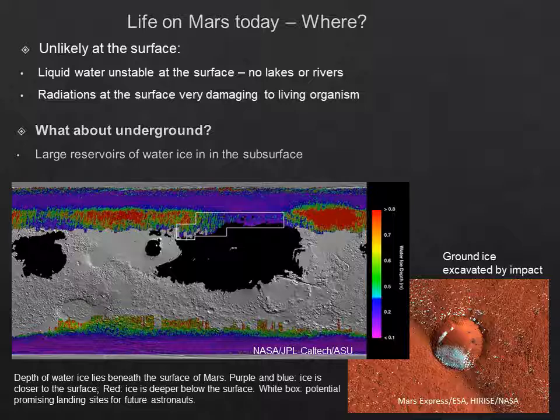Now, if there is life on Mars today, where would it be? It is very unlikely at the surface, because liquid water is unstable at the surface and no lakes, no rivers can exist there. Also, the radiation at the surface is very damaging to living organisms. So what about underground? We know from data from the Martian orbiters that there is water underground, large reservoirs of water ice in the subsurface.